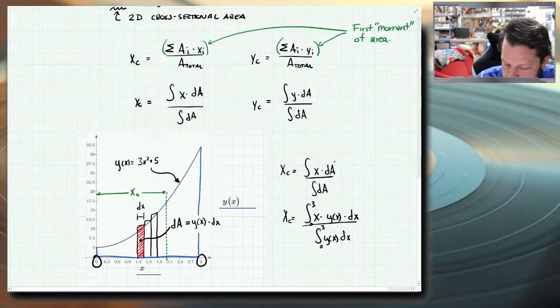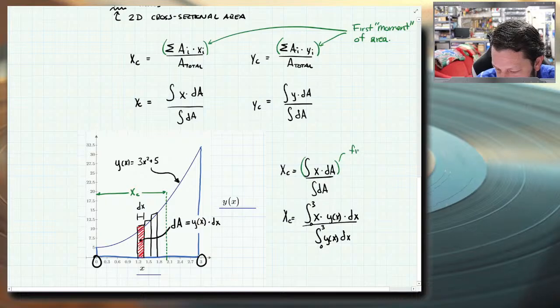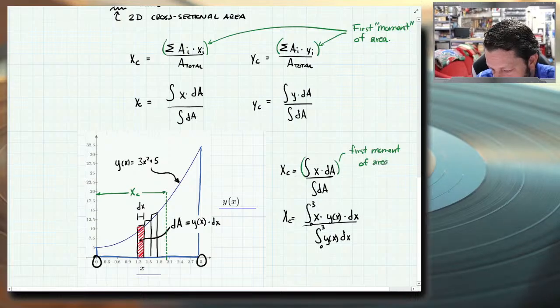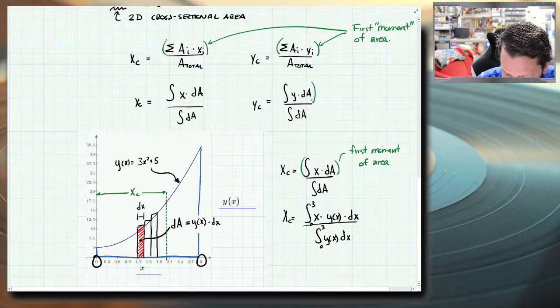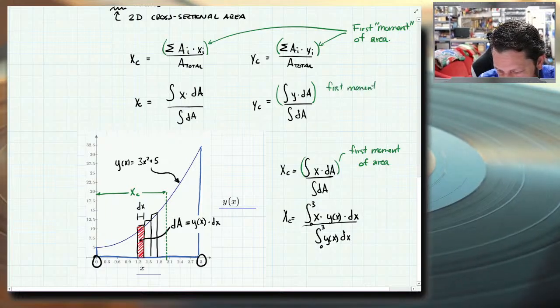So remember, this numerator is the first moment of area. We're trying to recreate the effect of a moment, but we're not dealing with weights and forces. We've simplified it down to just an area. And when we're doing it with a calculus approach, the area is just this little differential strip that I colored red, and we do a whole bunch of those from x equals 0 to 3 in this case. So this numerator is also the first moment of area.